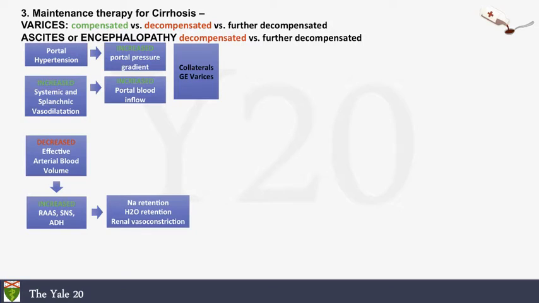Now we go forward. So remember, increased systemic and splanchnic vasodilatation leading to decreased arterial blood volume with neurohumoral responses, leading to sodium retention, water retention, renal vasoconstriction. So this leads to ascites with the first two, and then hepatorenal syndrome with the third. I'm going to talk about ascites.